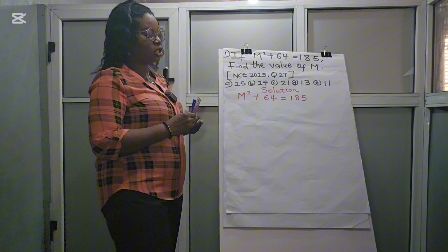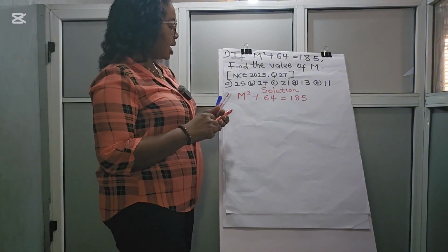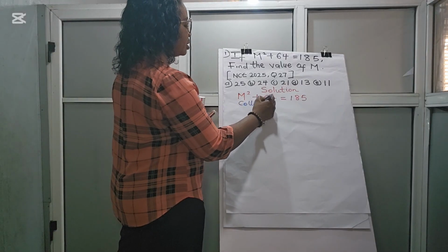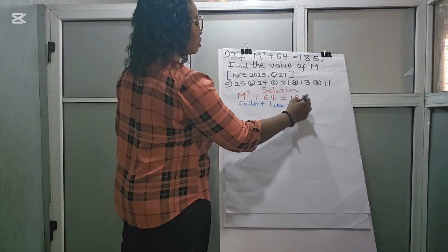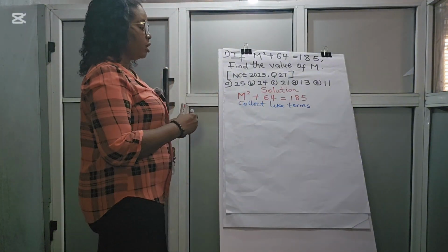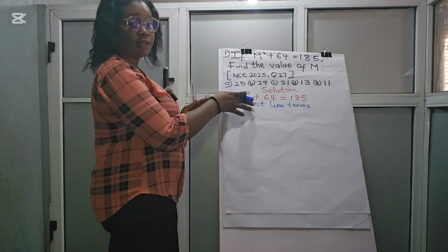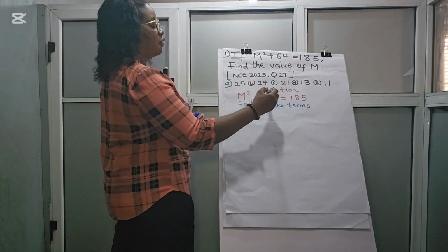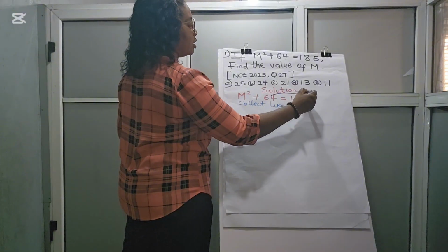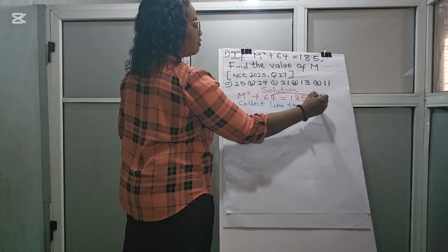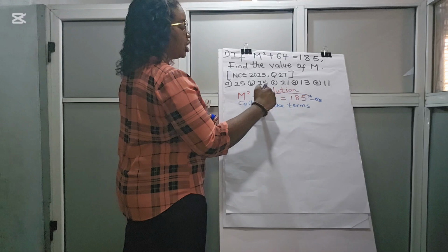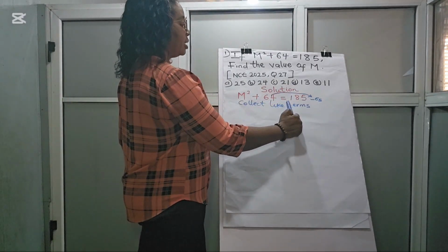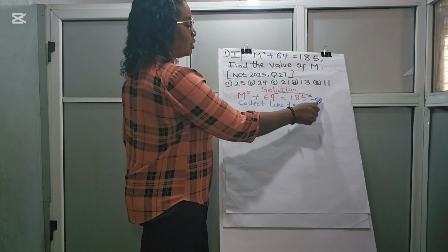This is a typical algebraic equation question, and the first thing we do here is to collect like terms. So the family of m will be on one side of the equation, and the family of whole numbers will be on the other side. So 64 crossing over to the other side of the equation becomes minus 64. The plus sign changes to a minus sign when crossing the equality sign.